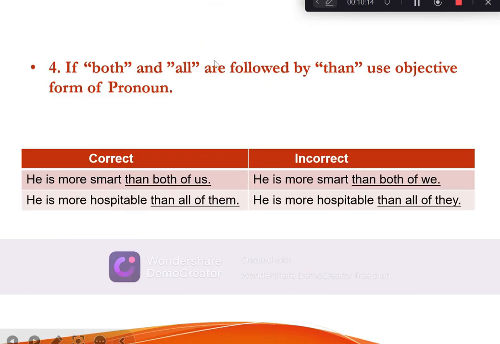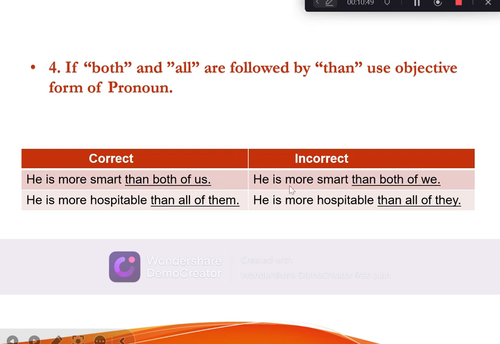If both and all are followed by than, use objective form of pronoun. It means in the sentence after than, if both and all are used, always use objective form of pronoun. Look here in the sentence, "he is more smart than both of us" is the correct structure, because both is used there and followed by than, therefore we need to use objective case, which is us.